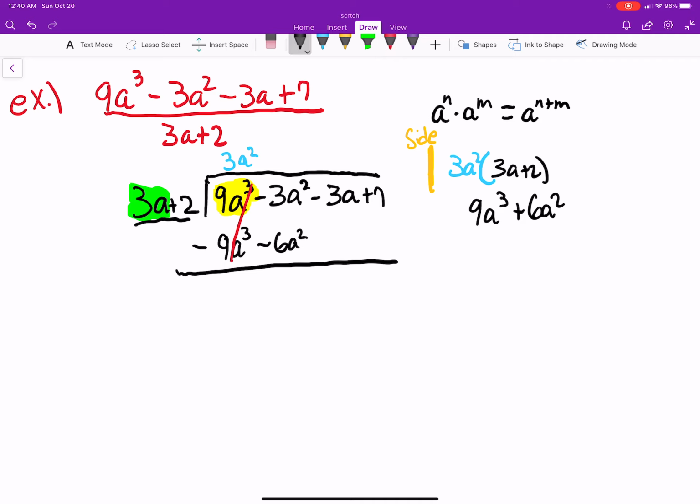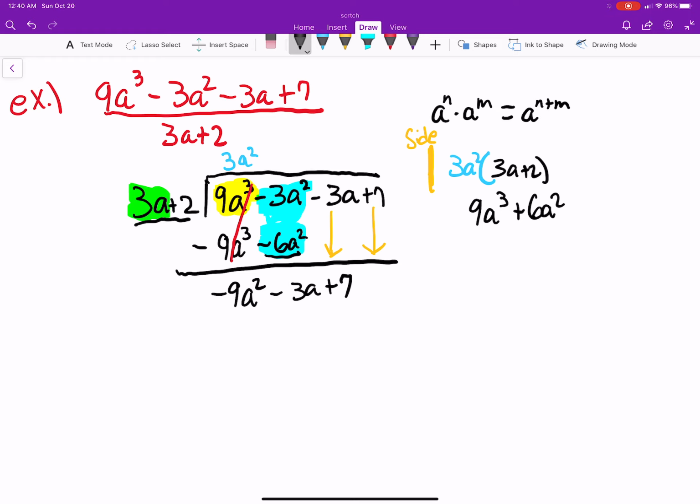Now, negative 3a squared minus 6a squared, that's minus 9a squared. And then these guys down here, they just drop down. There's no terms that we're adding, so minus 3a plus 7.